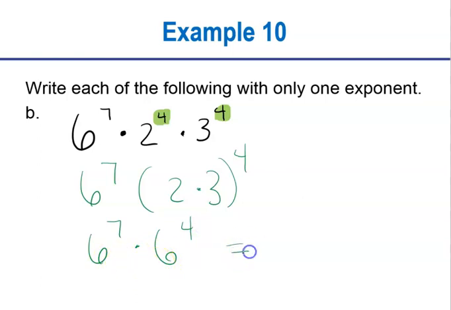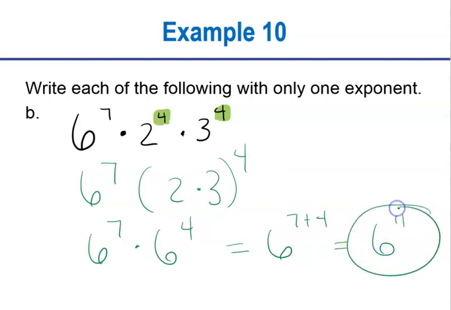So it's not 6 times 6 is 36. You keep that 6 base, and we add those exponents together. So 6 to the 11th power is your final answer there. Hope that makes sense. I'm going to shut part 1 down and come back for part 2.